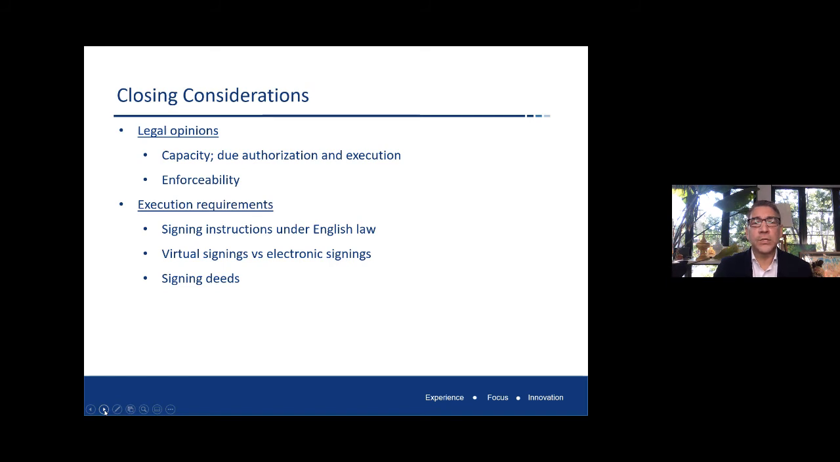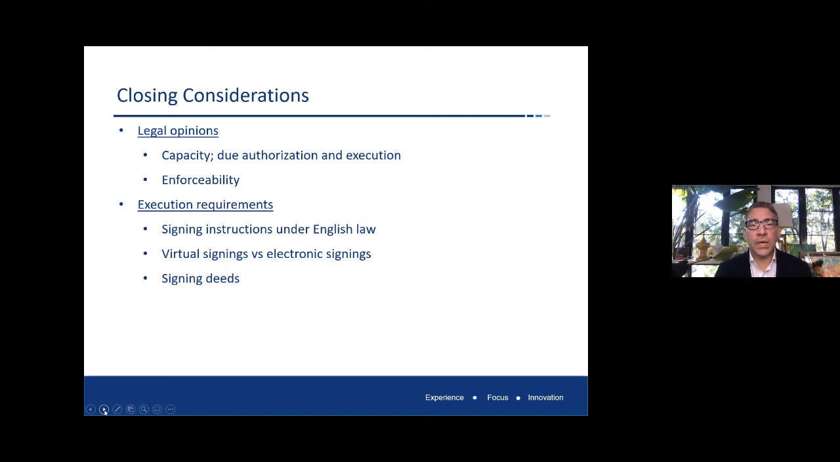Under English law, this will be different. Lender's counsel, not the borrower's counsel, would typically provide your enforceability opinion, and this is because lender's counsel will have taken the lead in drafting the agreements. By comparison, then, borrower's counsel will have the responsibility for your opinion as to the capacity and due authorization, because borrower's counsel will have had the responsibility for forming or incorporating the entity.